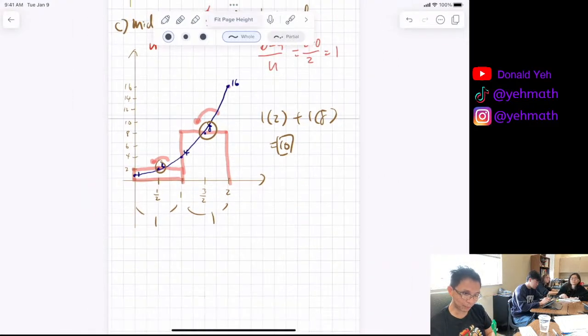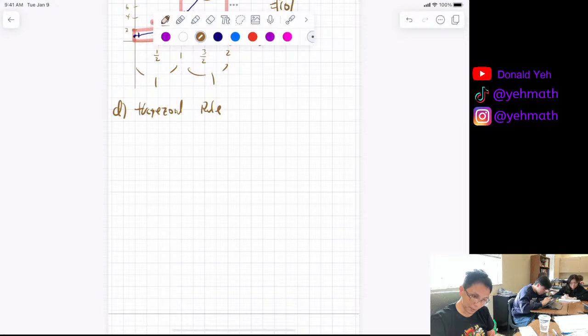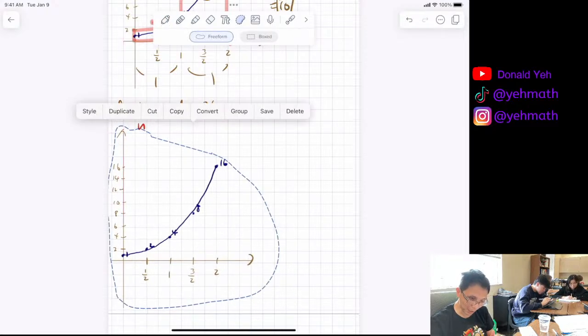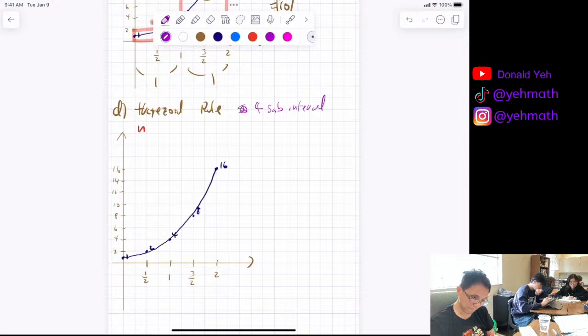I only have 1 minute. I'm going to do a trapezoid rule. So D is going to be trapezoid rule, and it's going to be the same thing. I'm going to paste this, but I'm going to draw a trapezoid according to it. I'm going to use 4 subintervals again. This is how I'm going to draw it.